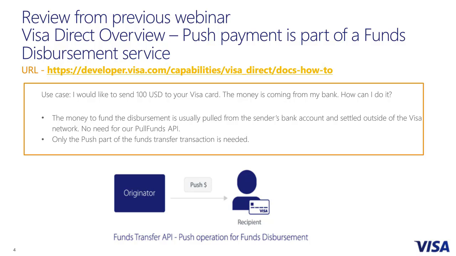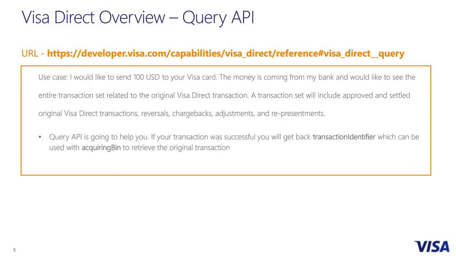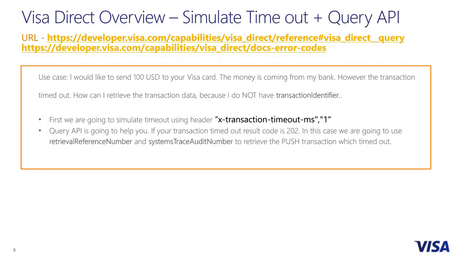For the second use case, we're going to simulate a timeout. Again, we are working with the simulators, so we have to somehow tell the simulator, okay, you have to time out the transaction. The way we do it, we pass in a header parameter, X-Transaction-Time-Milliseconds, and we set it to 1, which means 1 millisecond. Of course, there's no way we can give you the result. So in this case, the transaction is going to time out.